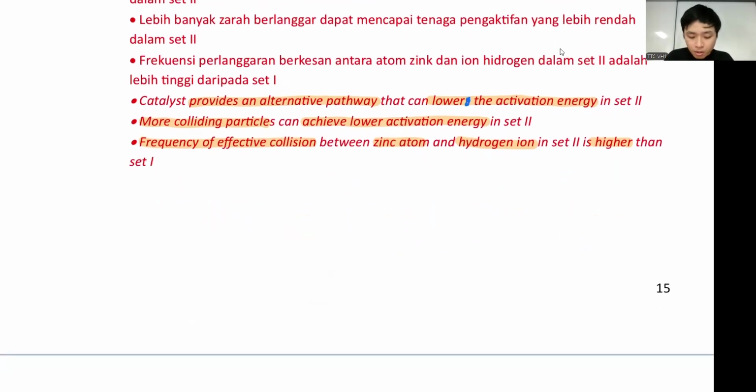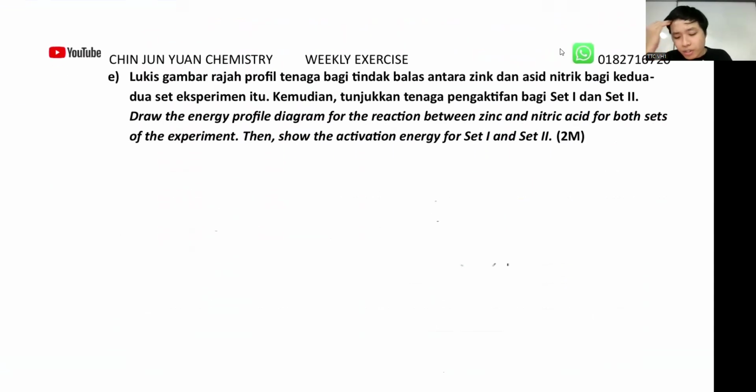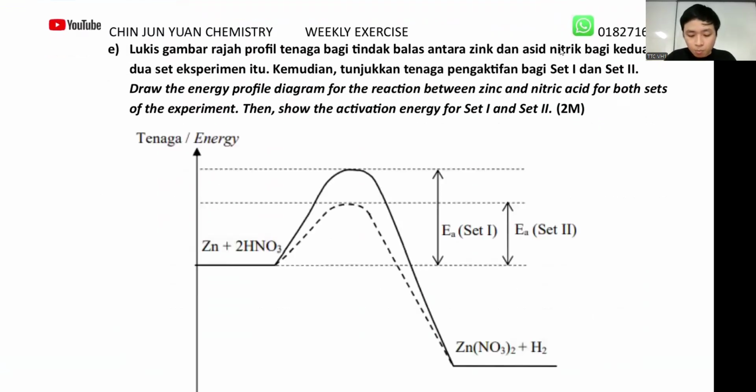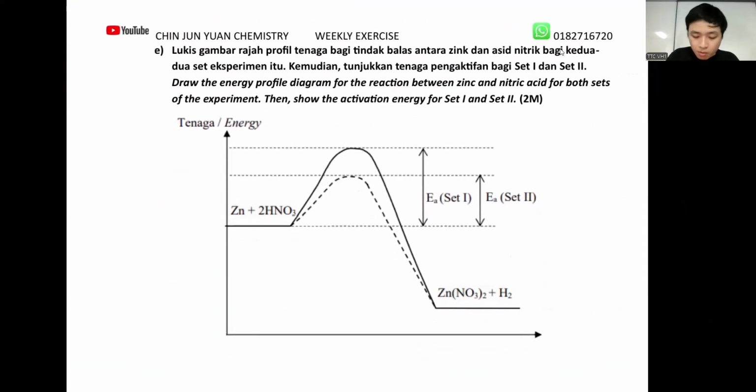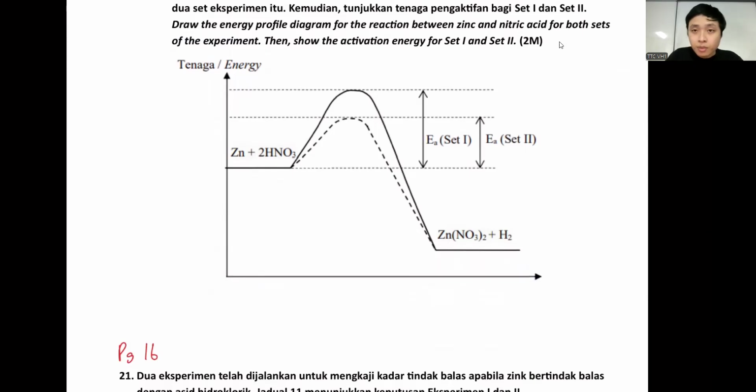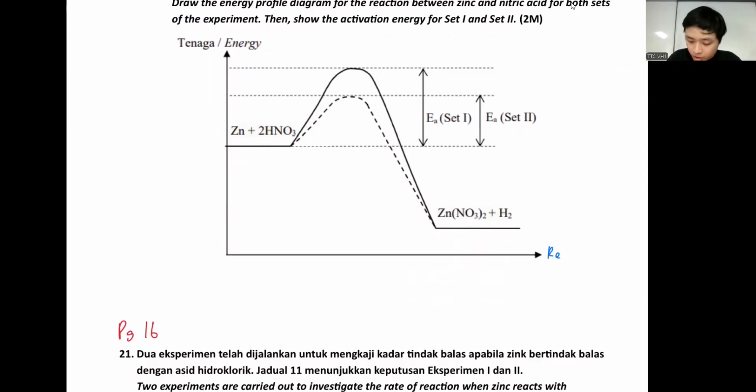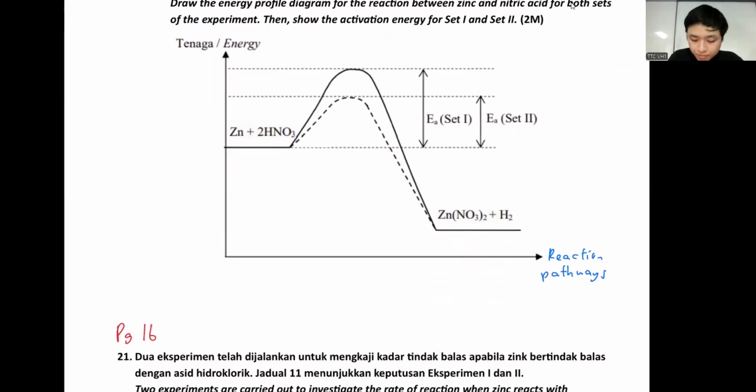Okay, you can pause. Draw the energy profile diagram for the reaction between zinc and nitric acid for both sets of the experiment. Then show the activation energy for set 1 and set 2. Okay, so what happened here? First of all, you have to draw the y-axis, energy. X-axis, you can just put reaction pathway.